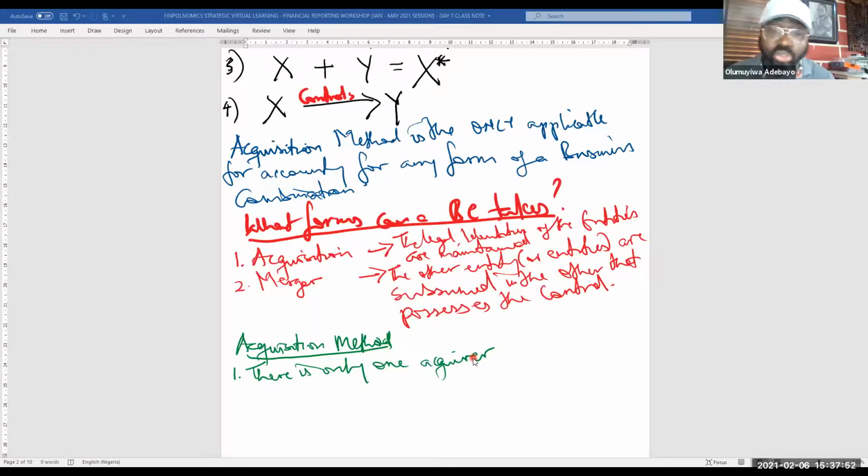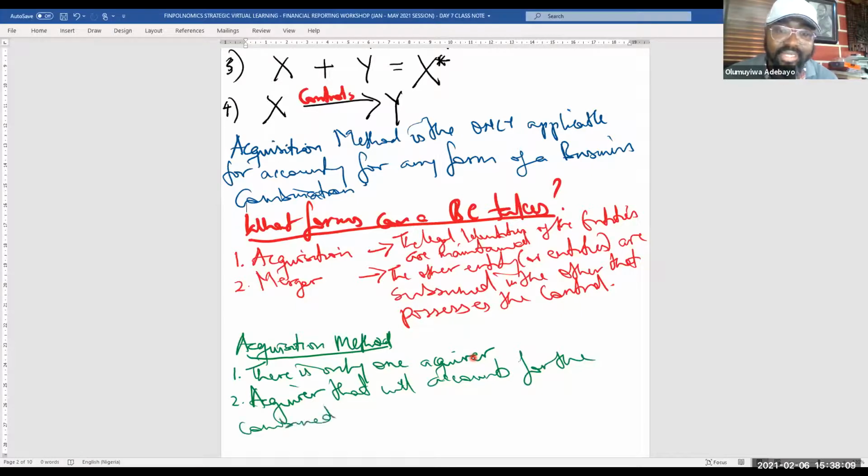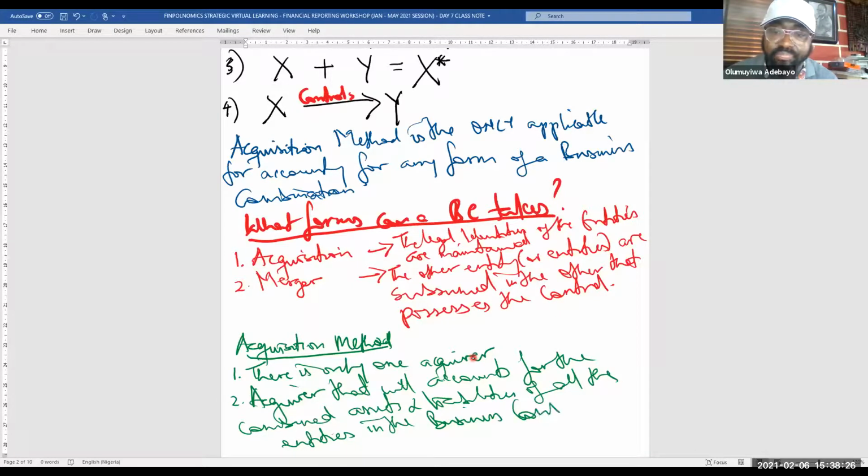And why is that so? Because it is the acquirer that will account for the combined assets and what? Liabilities of all the entities in the business what? Combination. Be it a merger or be it an acquisition.